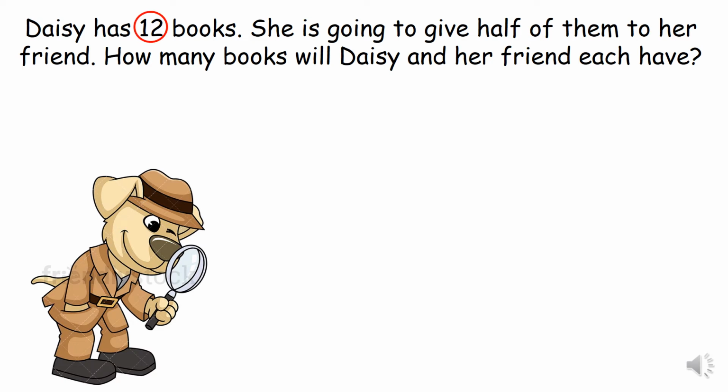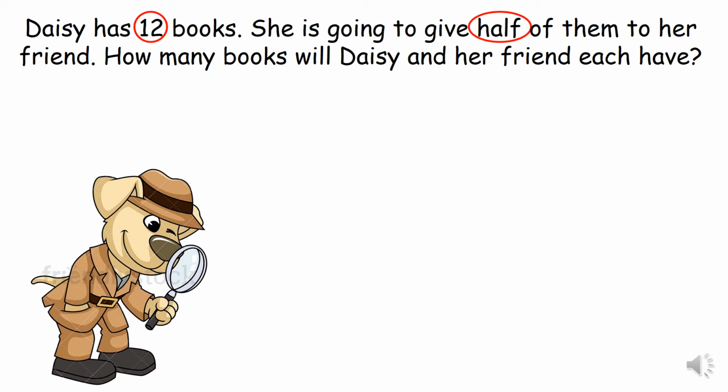12, so let's circle that. And the word half. Now that's not a number, but it's a number clue because it's telling us what we need to divide by. Now remember, when we half something, we're dividing by what? Well done, we're dividing by 2. So although it says the word half, we know that we're dividing by 2.